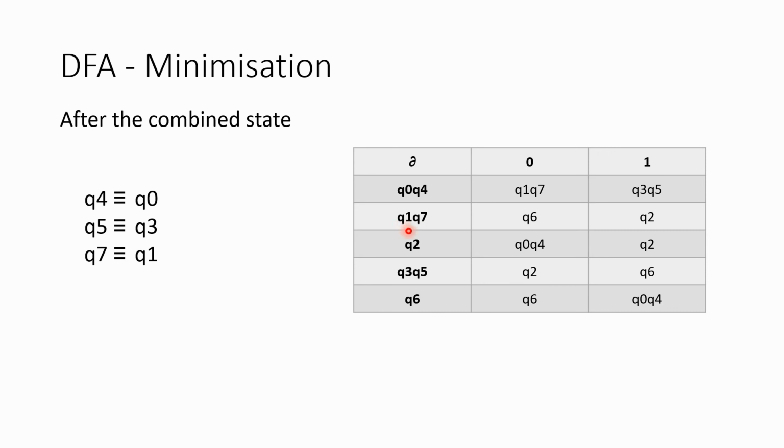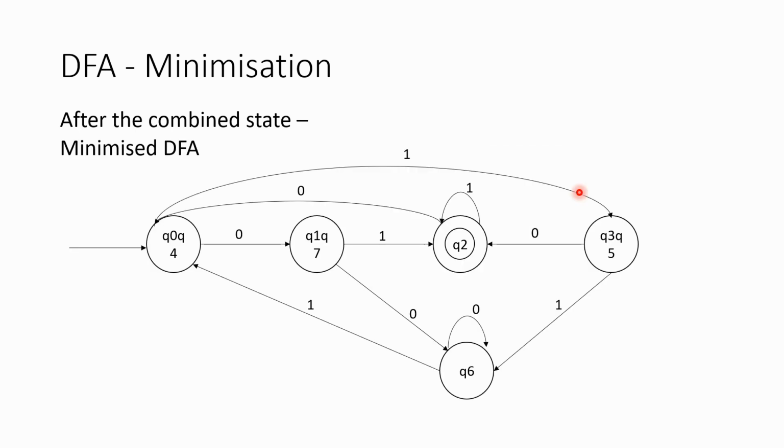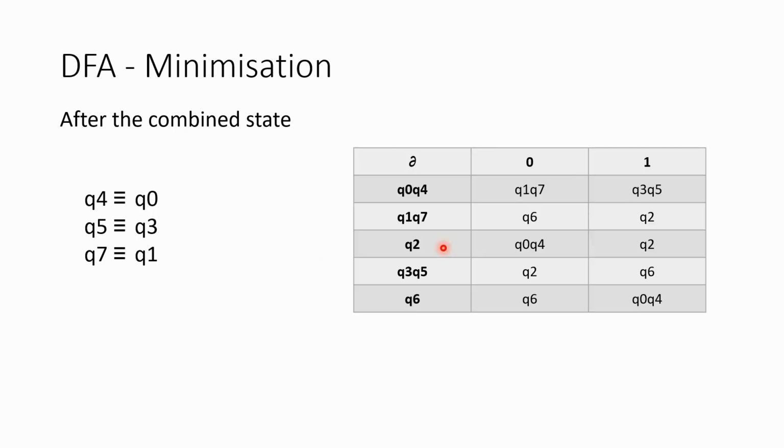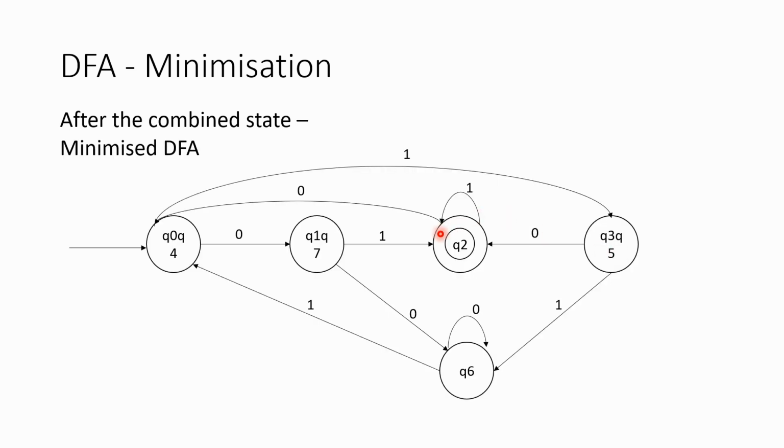Then for the state Q1, Q7 on the input 0, the transition function gives the value Q6, and for 1, the transition function gives the value Q2. So Q1, Q7 on the input 0 goes to Q6 and on input 1 goes to Q2. The next state Q2 on the input value 0 goes to Q0, Q4 and on the input value 1 goes to Q2, which is a self loop.